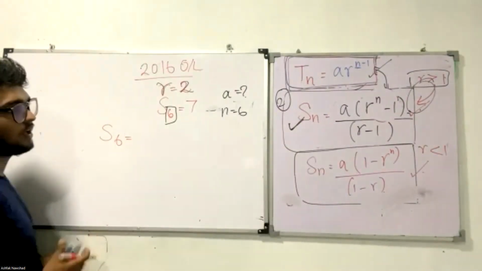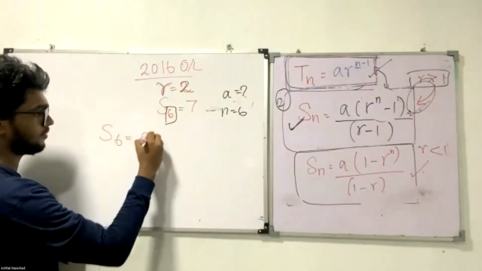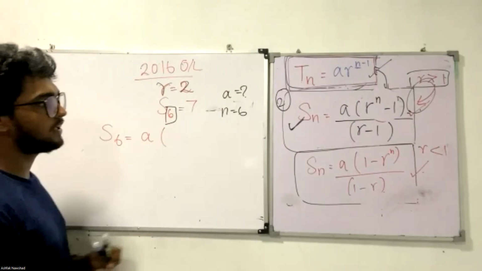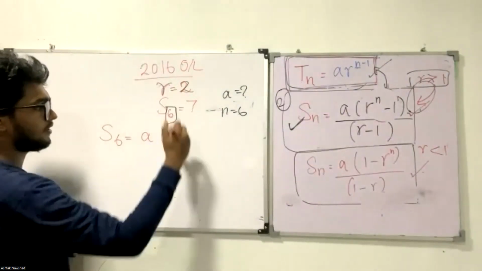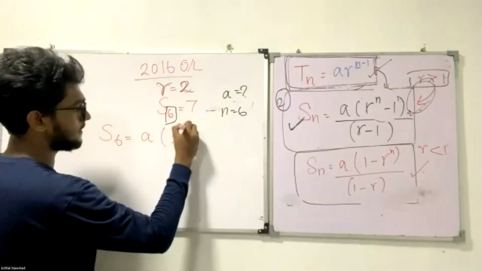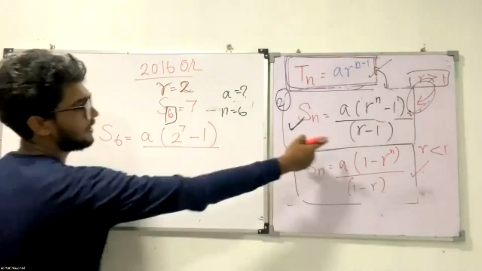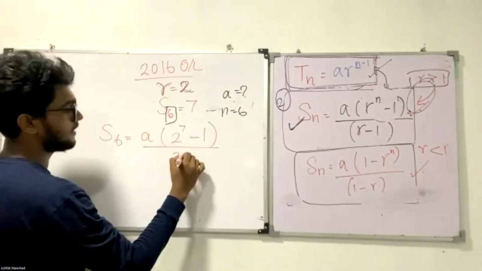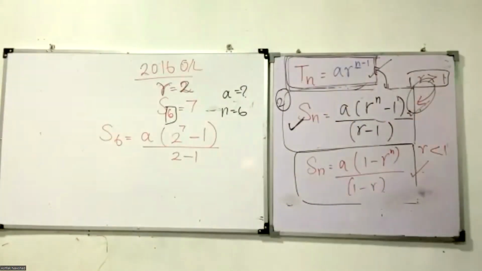See, here A is unknown, so I just use A. R to the power n, what is R? 2 to the power n, and n is 6. So 2 to the power 6 minus 1, over R minus 1, that is 2 minus 1. Is this substitution clear?